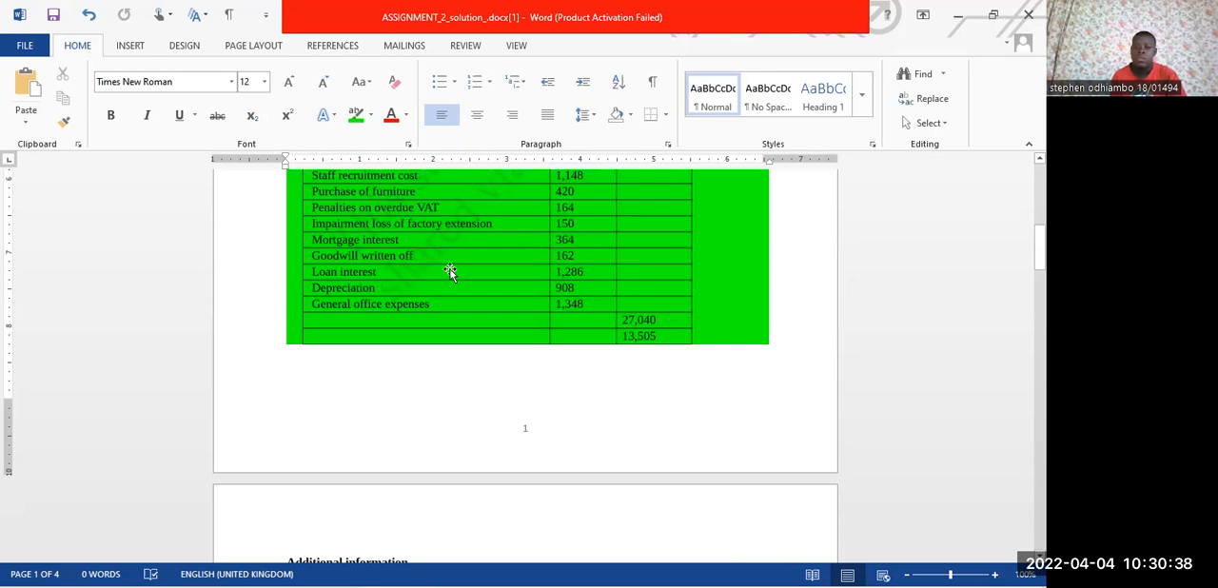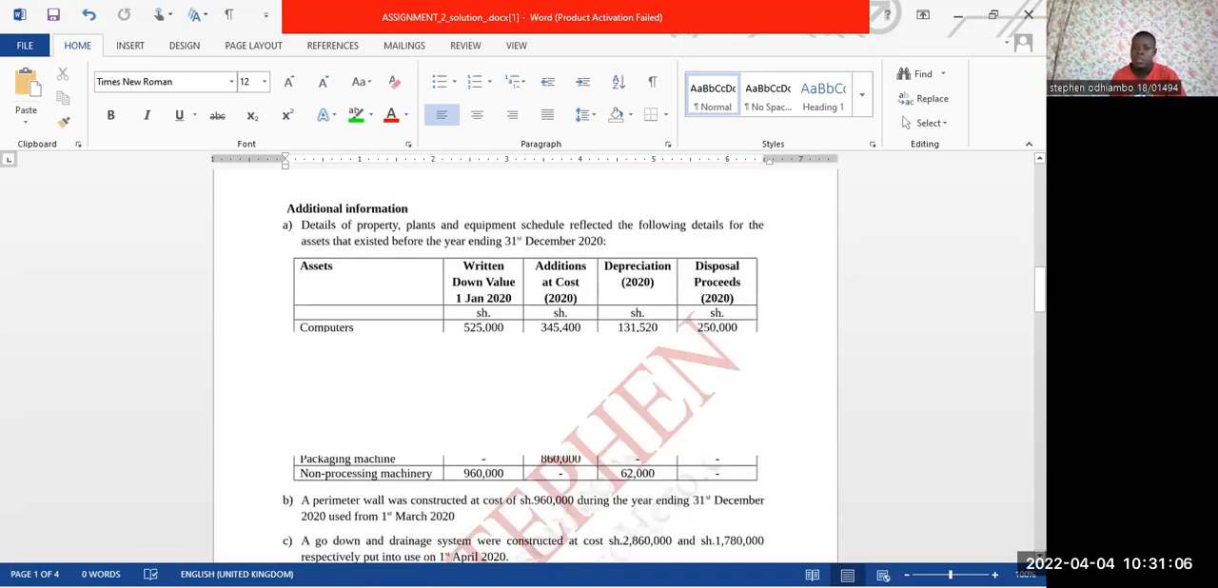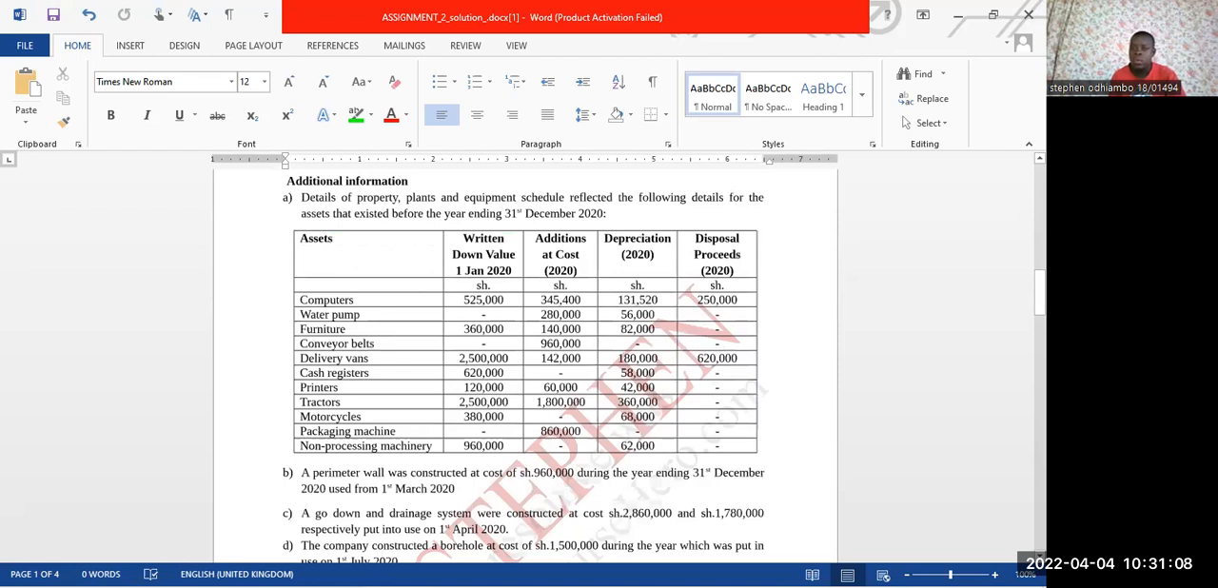We have loan interest 1,286, depreciation 908, then general office expenses. The total expenses sum up to 27,040. After deduction, you get a profit of 13,505, and that is what our question entails.